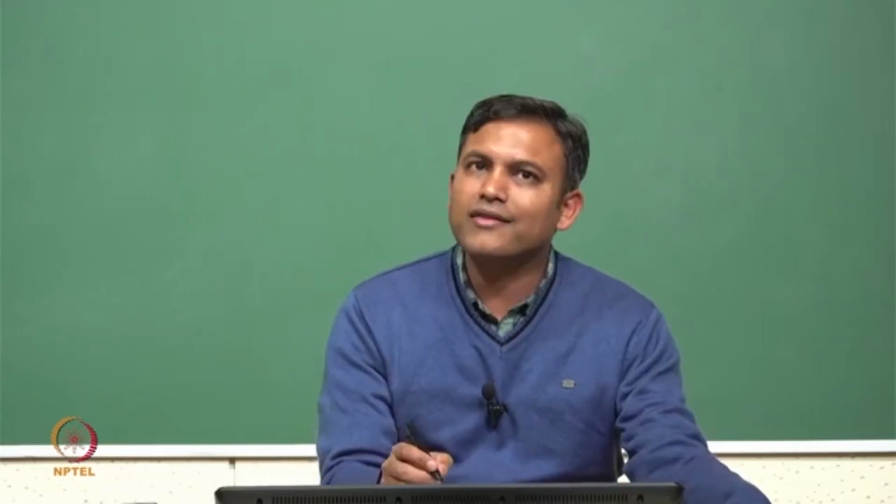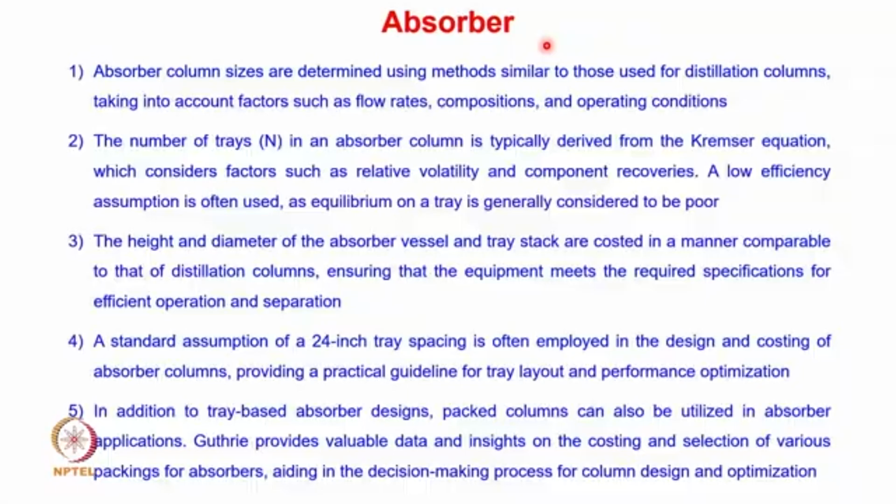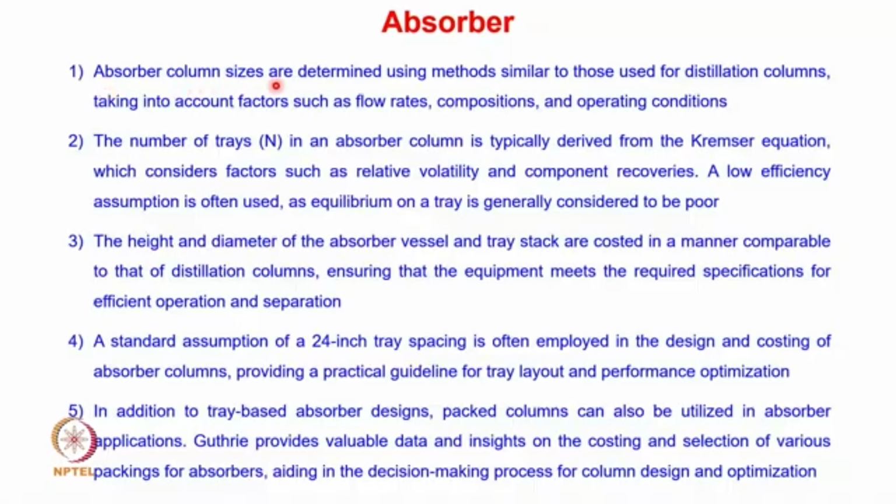Now let's extend our discussion to another separation unit, which is an absorber. So in an absorber, you can see that the similar methodology which we have used for the distillation column we are going to use in the absorber also, but there is a slight difference. In the absorber, the efficiency is much lower compared to the distillation column. So absorber column sizes are determined using methods similar to distillation columns, taking into account factors such as flow rates, compositions, and operating conditions.